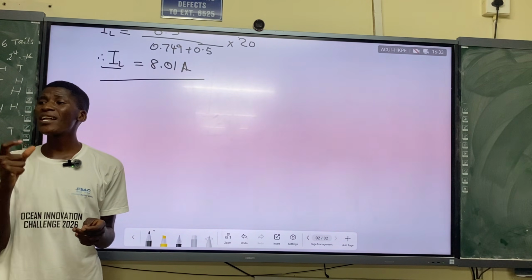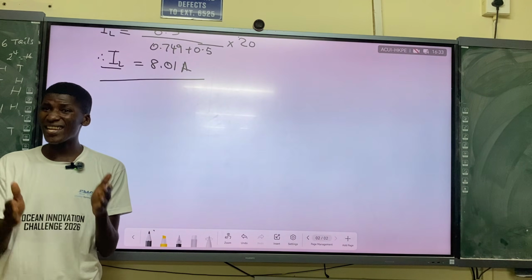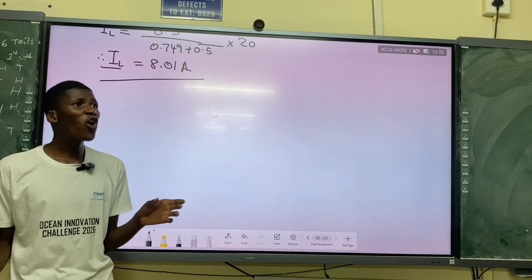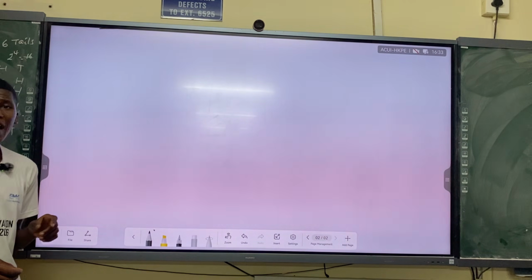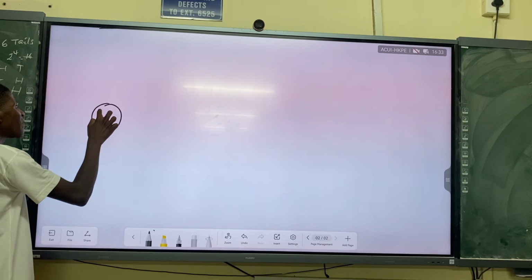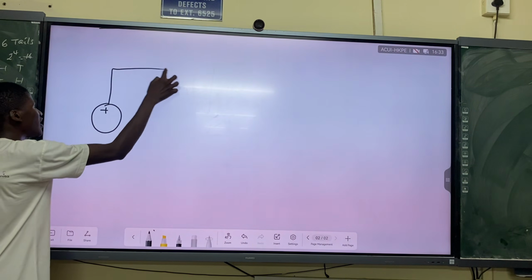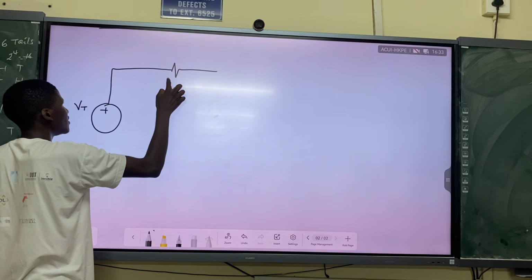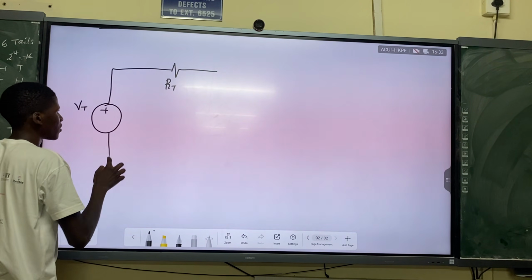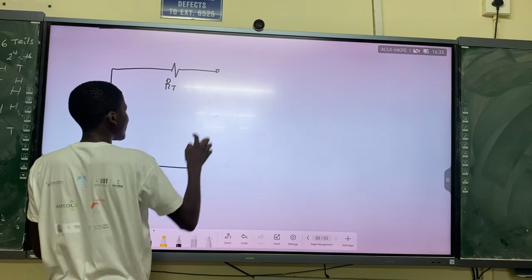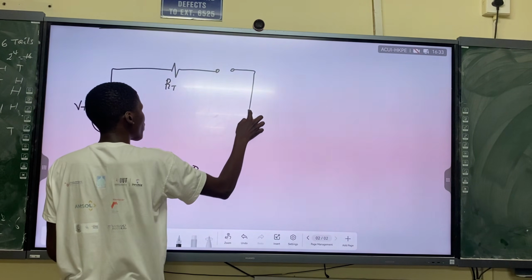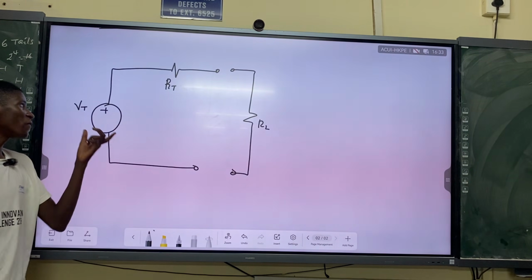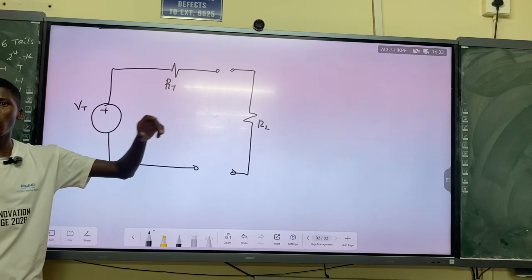It teaches us that you can transform a source from one source to another. So that leads us to our source transformations. If we have a Thevenin's equivalent, we have a voltage source, V Thevenin, and R Thevenin, and we have R load. This is the Thevenin's equivalent that we drew, with V Thevenin, R Thevenin and R load.